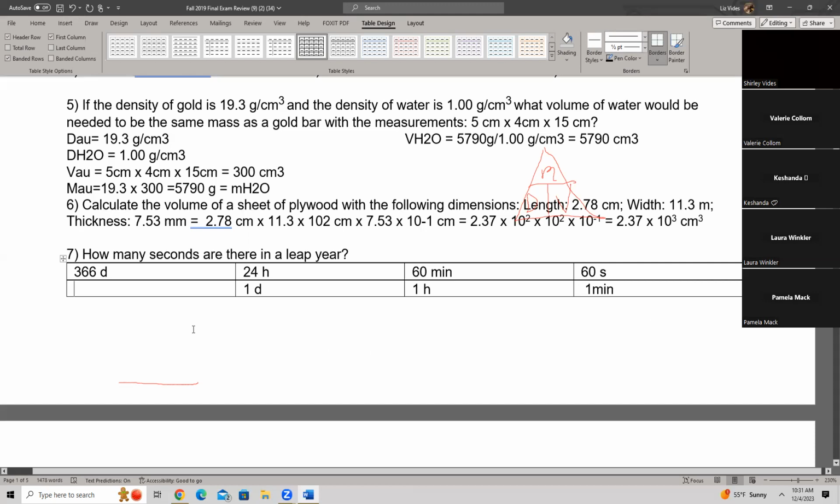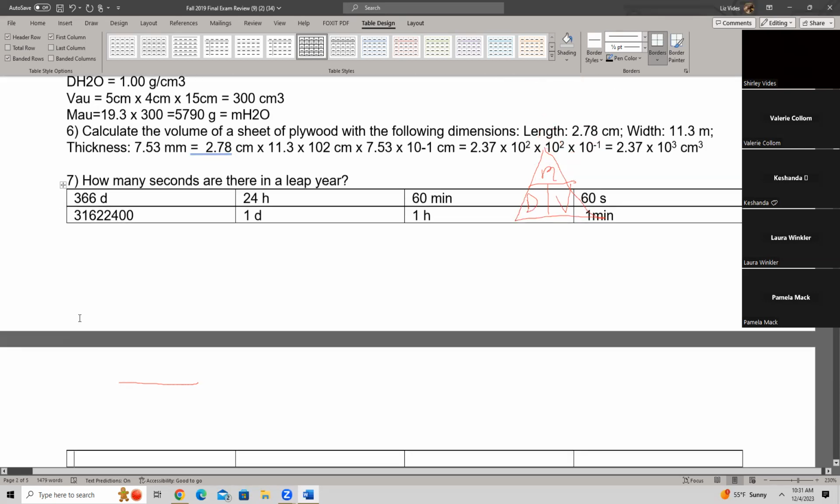31,622,400. Okay, I'm just going to put it right here. Obviously, we can't have this many sig figs. So let's cut them down to 3. So we go in 1, 2, 3, 4, 5, 6, 7. So that would be 3.16 times 10 to the 7th. Yeah. 3.16 times 10 to the 7th.